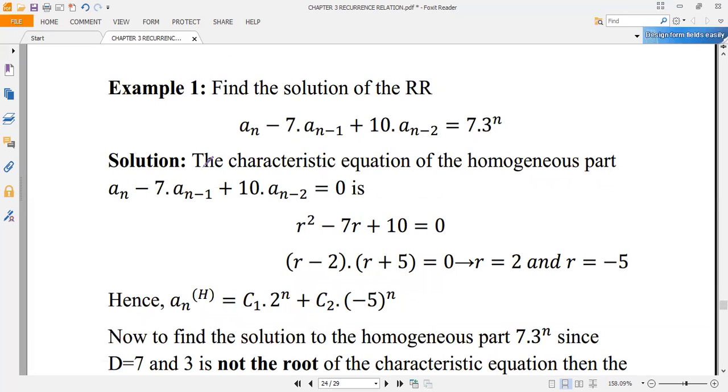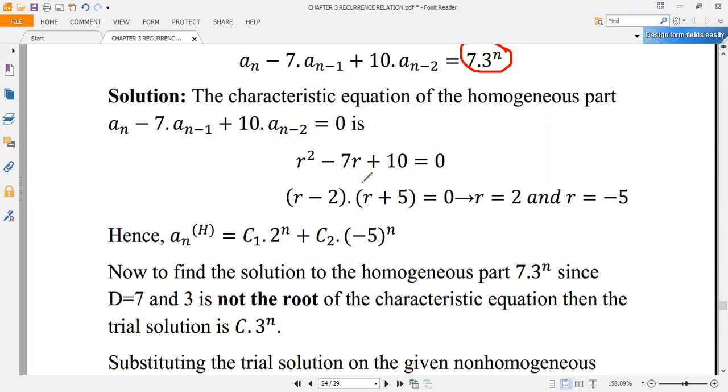Let's do first the homogeneous part by making this one 0. When we make this one 0, it becomes homogeneous. So what is the characteristic equation of the homogeneous part? It is r squared minus 7r plus 10 equals 0. Now to find the roots of this characteristic equation, what are the numbers whose sum is minus 7 and whose product is 10? The numbers are minus 2 and minus 5. So (r minus 2)(r minus 5), and the roots are r equals 2 and r equals 5.